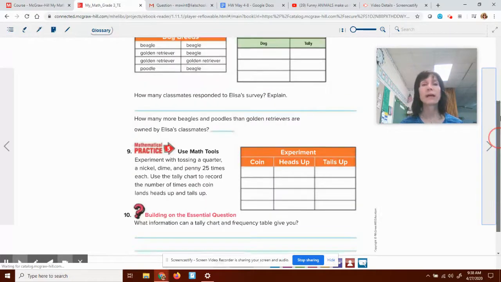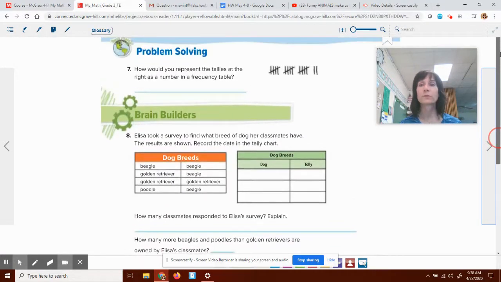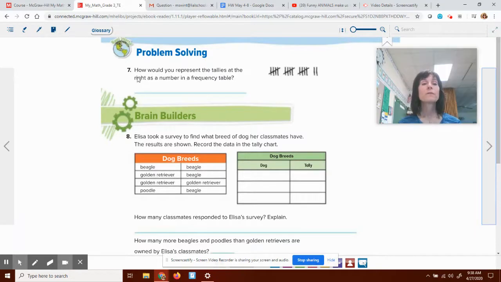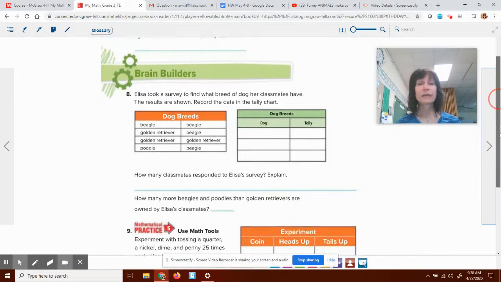On the next page, we have our problem solving and brain builders. The first one: how would you represent the tallies at the right as a number in a frequency chart? They just want you to count up the tallies and tell me what number that is. Brain builders: we have Elisa, who took a survey to find out what breed of dog her classmates have. The results were shown below. Record the data in the tally chart.